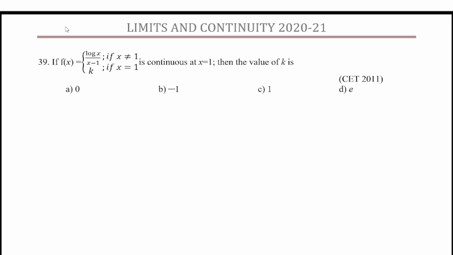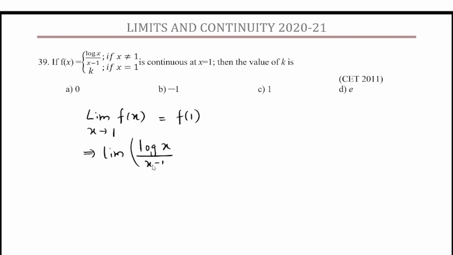Okay. Question number 39. If the function f of x equal to log x divided by x minus 1 if x is not equal to 1, and f of x at x equal to 1 is k, and it is continuous at the point x equal to 1, then find the value of k. Now apply the definition of continuity. Apply condition number 2 for continuity. What is that? The limit of f of x as x tends to 1 is equal to f of 1, which implies the limit of log x divided by x minus 1 as x tends to 1 is equal to f of 1, which is k.